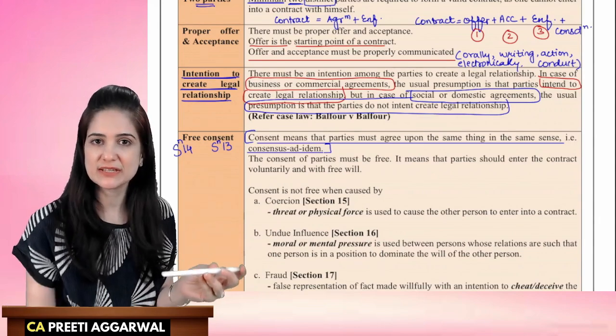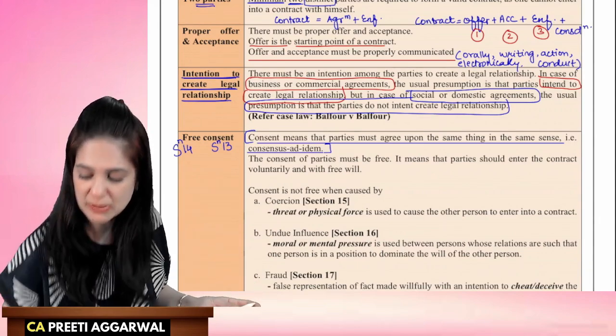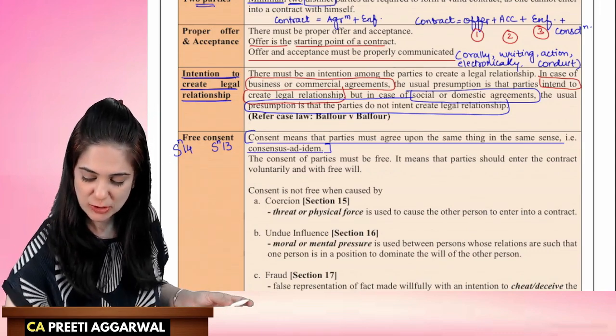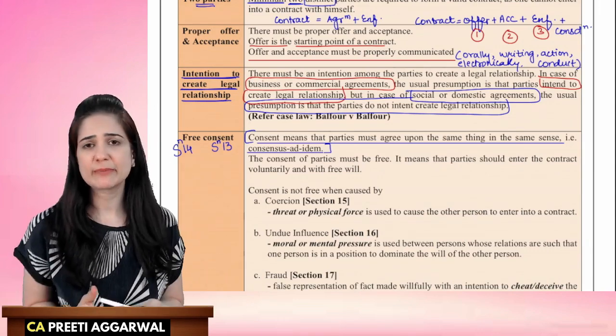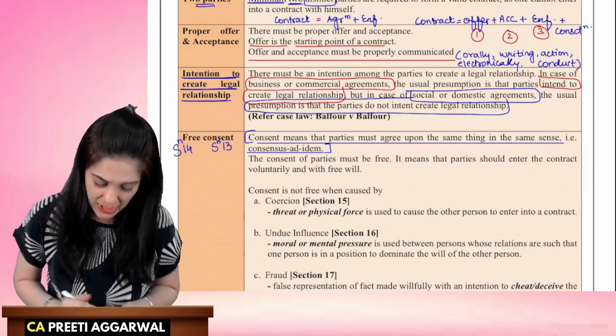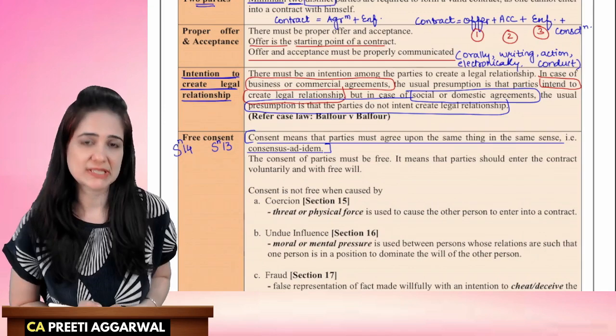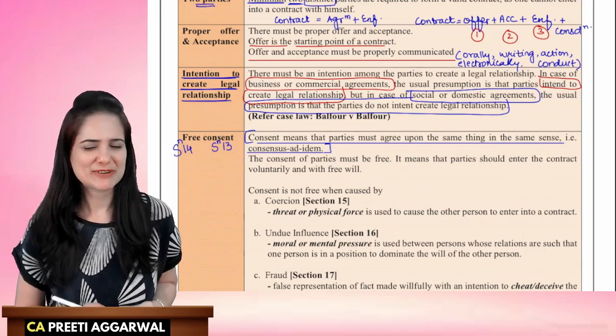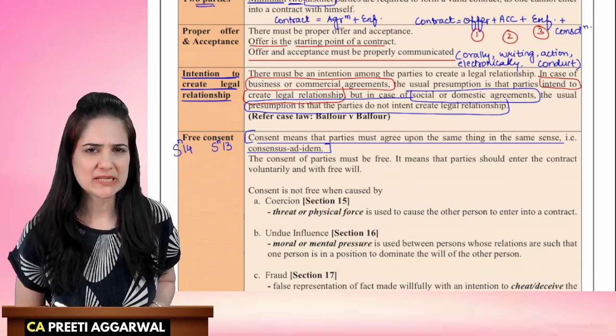We have consented. I say, do you want to buy this mouse for 200 rupees? You say, okay, I will buy it. We are agreeing upon the same thing in the same sense. We have consented. One last example. Let's say every day I come to class in a Mercedes car. I don't, but very soon I will. Okay, I come to class in a Mercedes car.